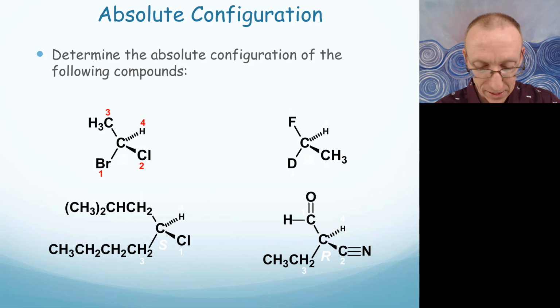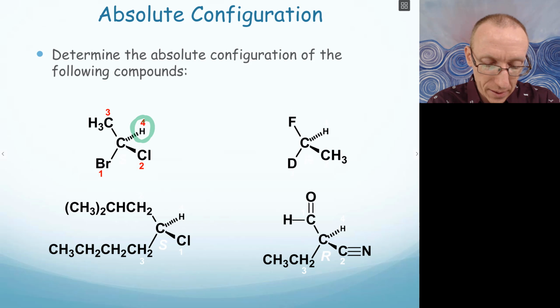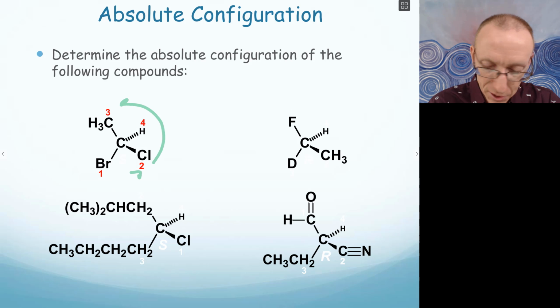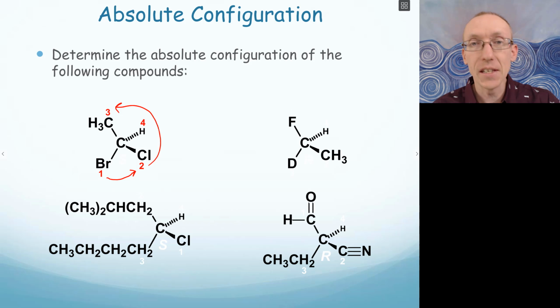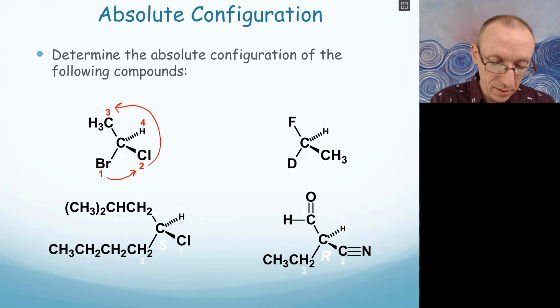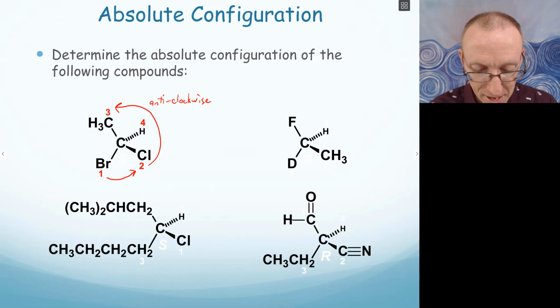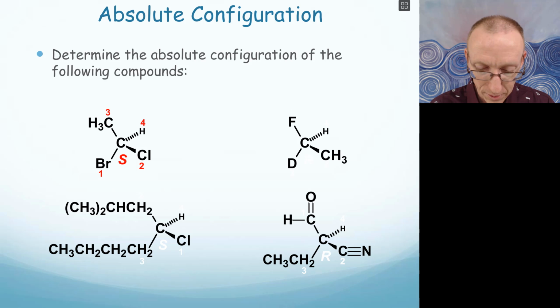Now, fortunately, this one has the lowest priority group already pointing away from us. So this is going away, and the remaining groups are going in an anti-clockwise direction. So we go from 1 to 2 this way, 2 to 3 that way. So this is going in an anti-clockwise direction, and so we know that anti-clockwise is S. It's not making a right-hand turn in the steering wheel, and so that is going to be the S compound. There we go.